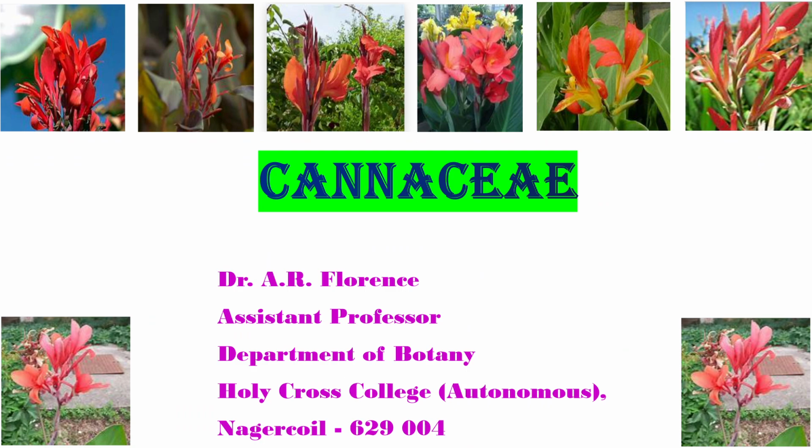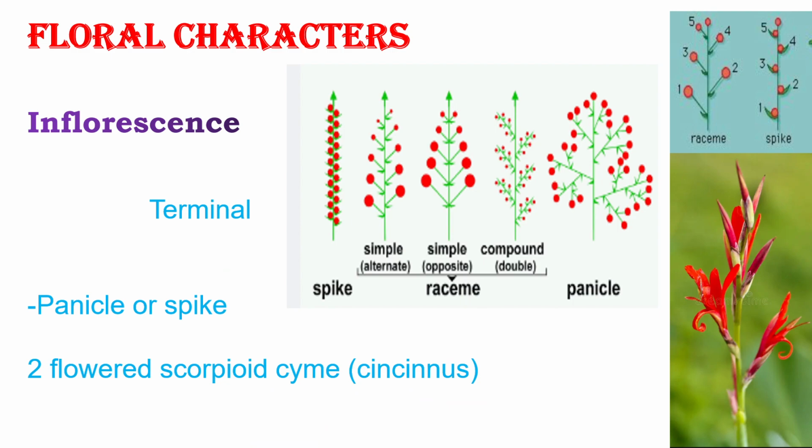In the previous part, that is part 1, we have studied about the systematic position, distribution and vegetative characters. Today, let us see about the topic Cannaceae family floral variations. Inflorescence. Inflorescence means a cluster of flowers attached to a peduncle. Here, peduncle means stalk of the inflorescence. Here, inflorescence is terminal. Terminal means terminate the growth of the branch.